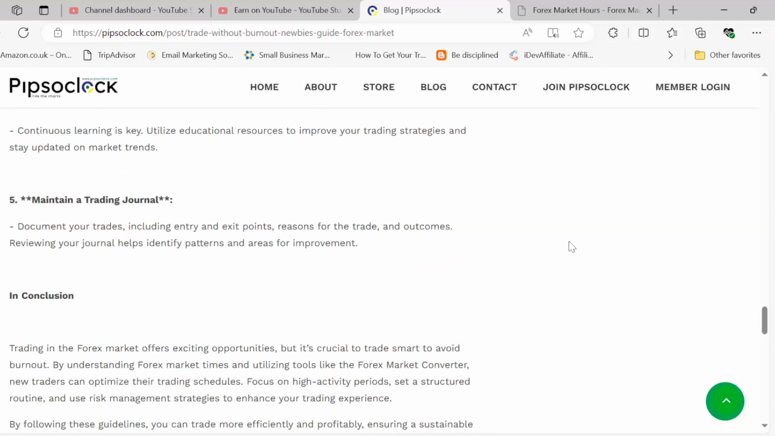Document your trades, including your entry and exit points. And then also include reasons for whatever trade you take. For example, from my analysis, I see that this market is struggling at this key level and is in a downtrend, and I can see a reversal pattern forming here, or a shooting star or hammer forming here. So as a result of this, I am going for a buy.